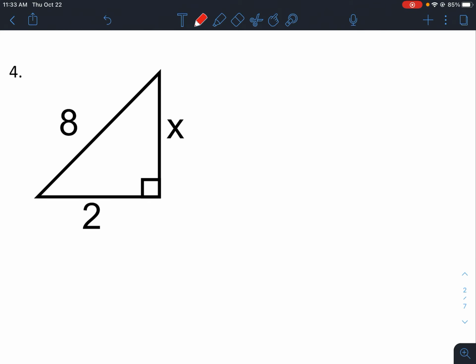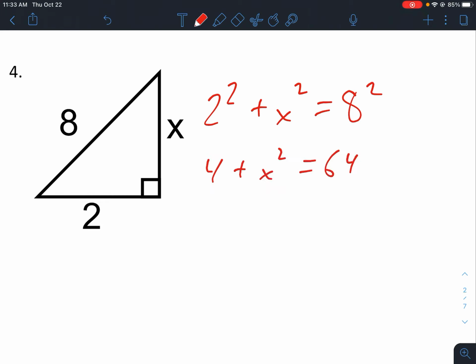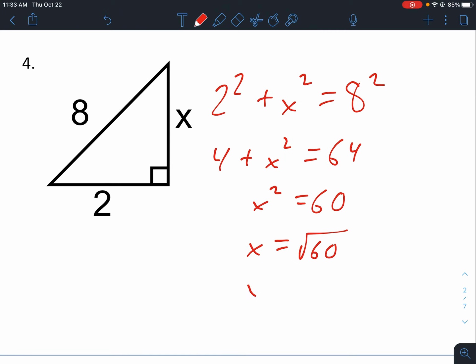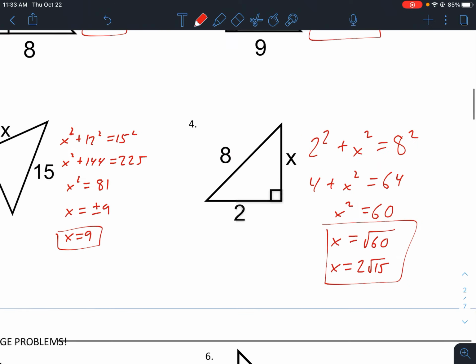And the last one, number 4, 8 is our hypotenuse, so make sure that 8 goes by itself. 2 squared is 4. 8 squared is 64. Subtracting 4 and taking the square root. Again, technically we get plus or minus, but it's got to be positive, so it's just root 60. You can leave it like that, or if you know how to simplify radical expressions, the actual answer here would be 2 root 15. But root 60 is fine for us.